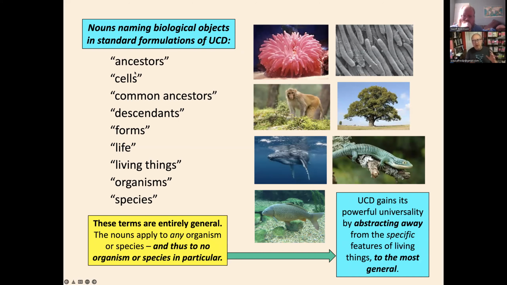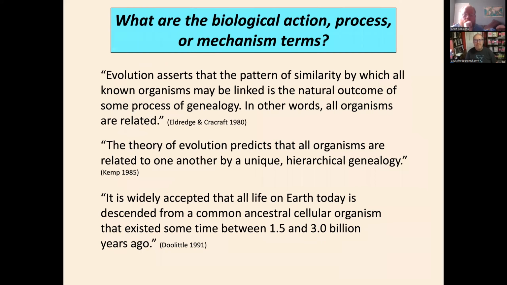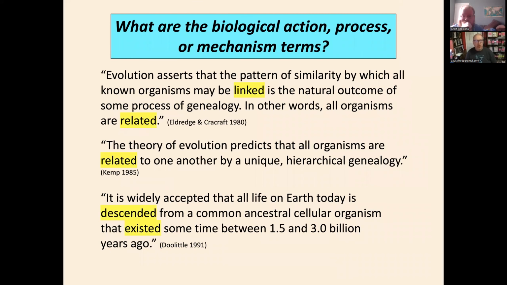So universal common descent, in terms of its descriptive content, gains its universality by abstracting away from the specific features of living things to the most general. And this is true also for the process or mechanism terms in the textbook formulations. All right, so let's look at those. Here we have linked, related, descended, existed.